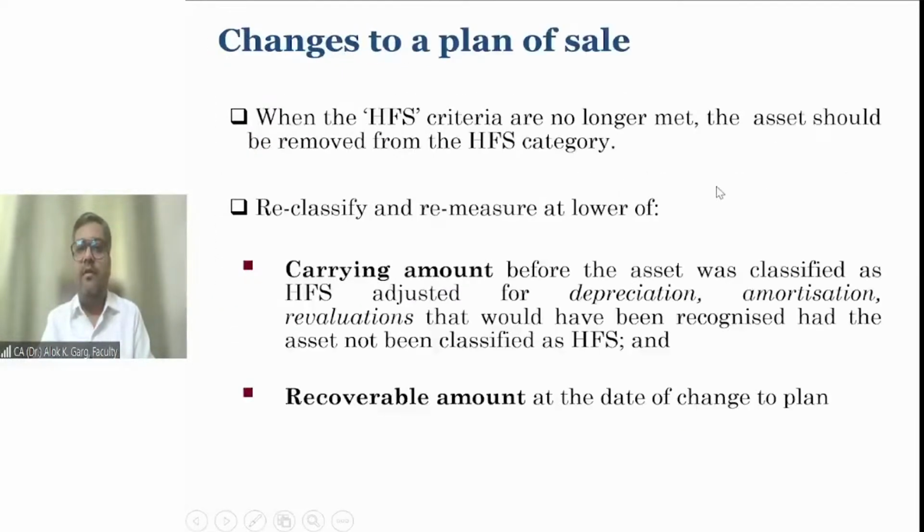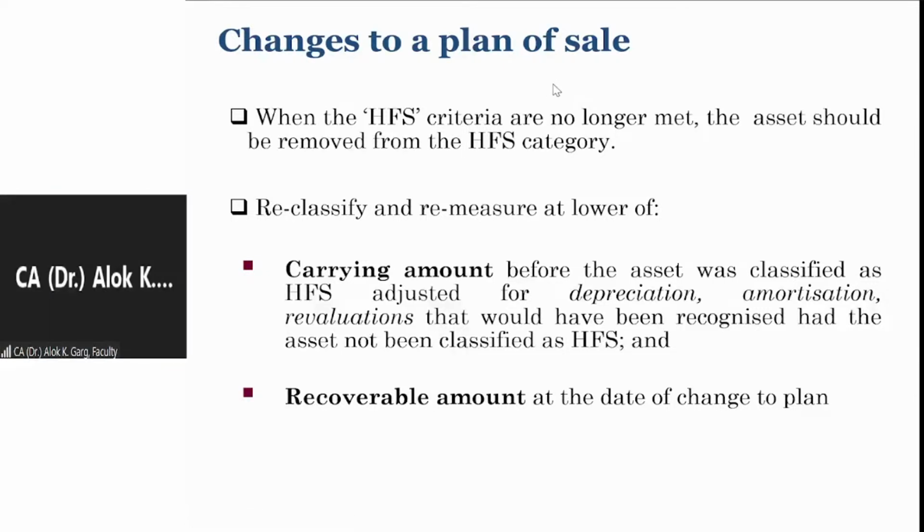Okay. Friends, you remember while discussing that the sale is highly probable, I told you the fifth condition, that it is unlikely, it is not likely that the sale plan may change. But what happens if there is a change in the plan of sale? Let me give you a practical example here. There was a private limited company, right? I'm talking about before COVID. The private limited company was having two plants for manufacturing of sanitizer.